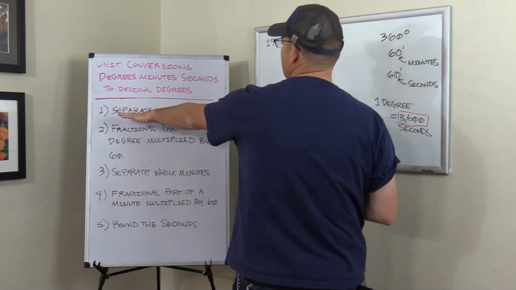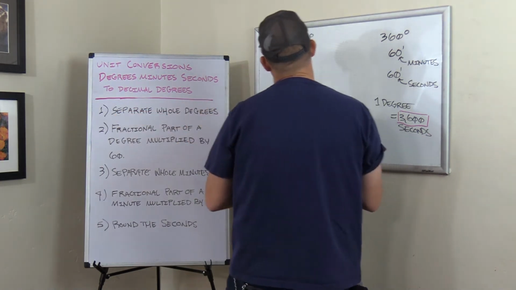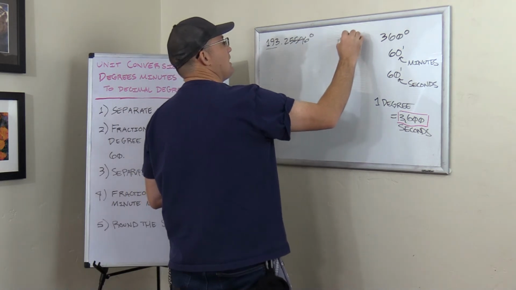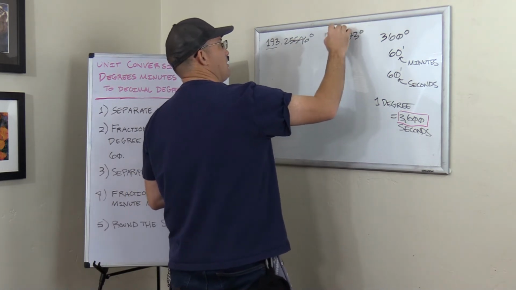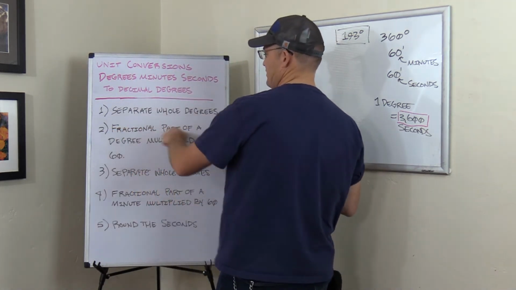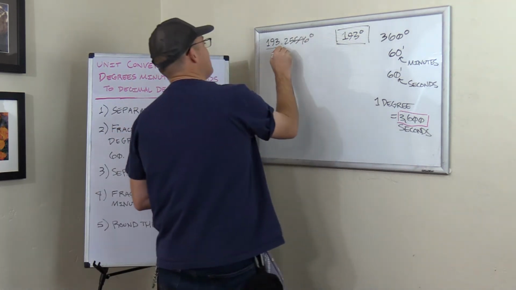So the first thing we want to do is separate our whole degrees. We're just going to put them in a box over here. Okay, so we have 193 whole degrees. We're just going to write those over here, 193 whole degrees. We're going to come back and get that later. Okay, so that leaves us with the fractional part of a degree, which is this part right here.